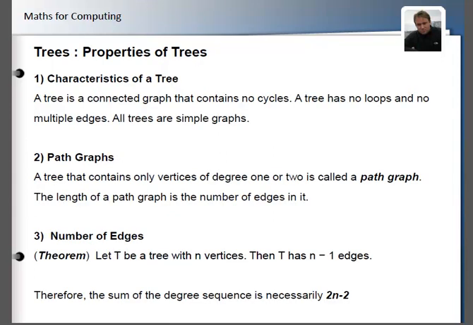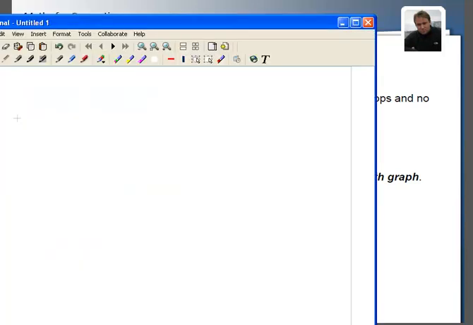So, characteristics of a tree. A tree is a connected graph that contains no cycles. A tree has no loops and no multiple edges. All trees are simple graphs. What I'm going to do is flesh that point out. So it's a connected graph that contains no cycles.